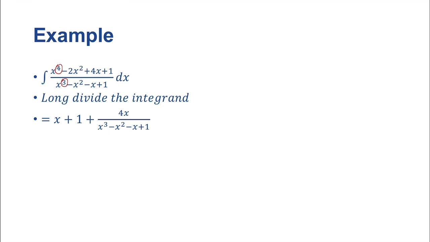So we're going to long divide the integrand, and we're going to get x plus 1 plus 4x over (x cubed minus x squared minus x plus 1). Okay, so that is our new integrand. Now we are going to throw away the other stuff so that we can more easily focus on our other friend, 4x over (x cubed minus x squared minus x plus 1). This is going to be our friend for the rest of the example, because we have no problem with the other part.